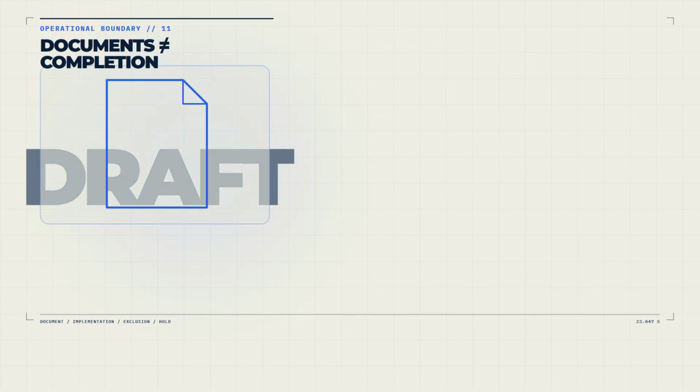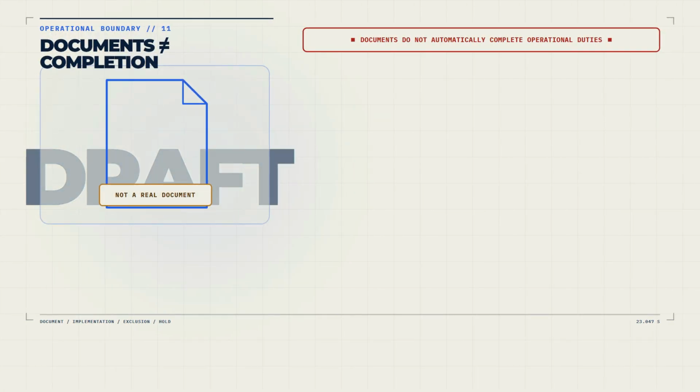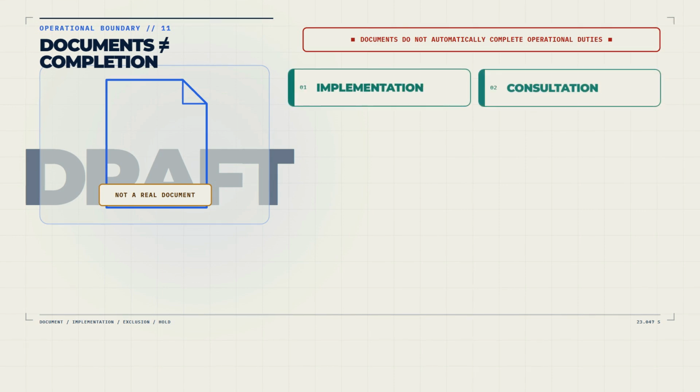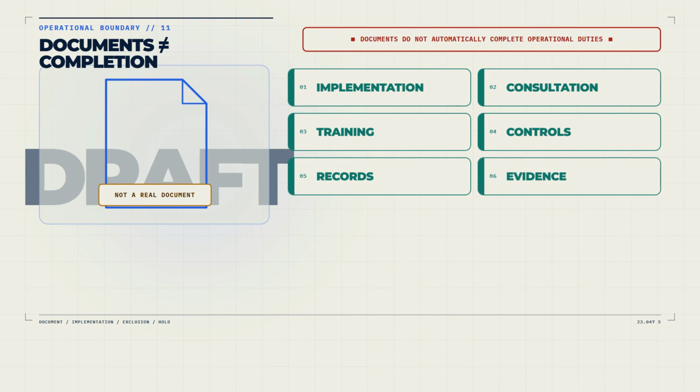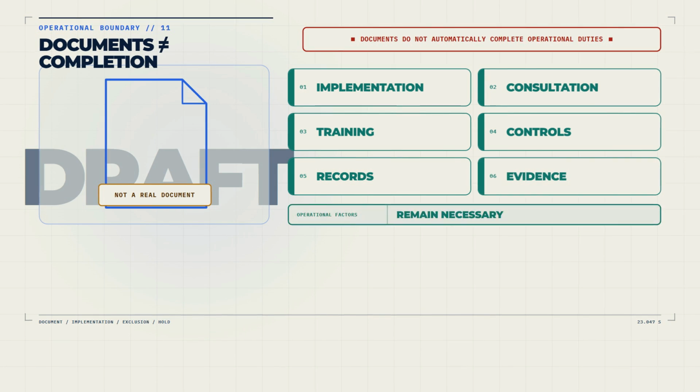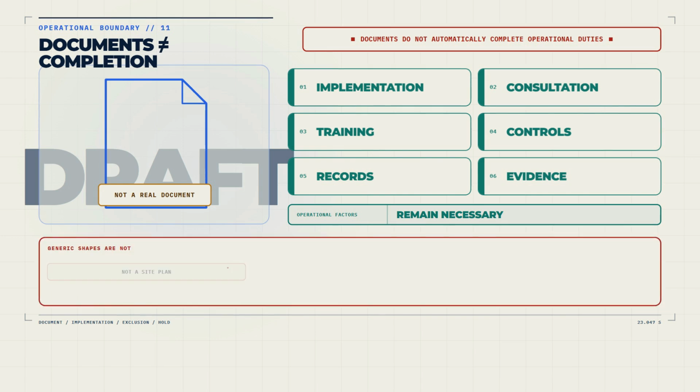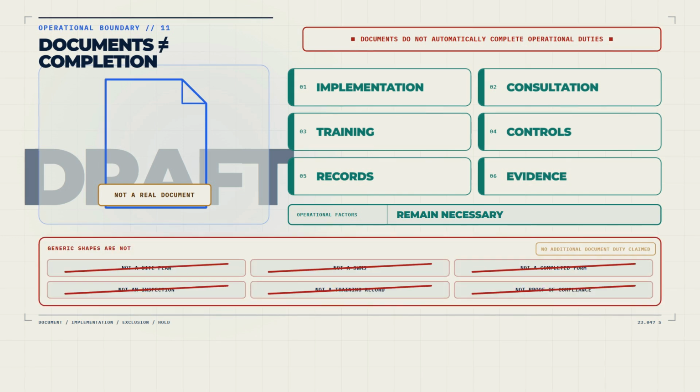Documents do not automatically complete operational duties. Implementation, consultation, training, controls, records, and evidence remain necessary. The generic document shapes on screen are not a site plan, SWMS, completed form, inspection, training record or proof of compliance. No additional document duty or content is being claimed.